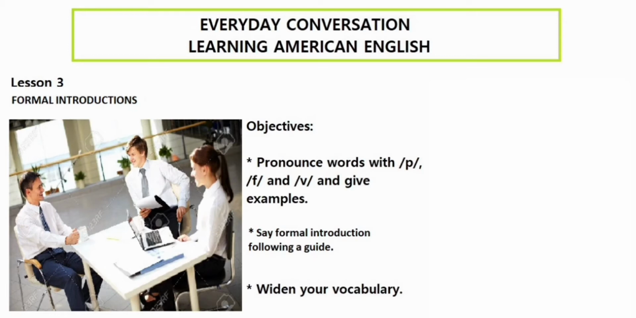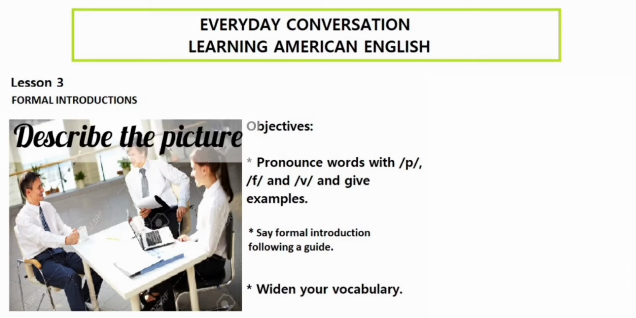Everyday conversation. Learning American English. Lesson 3 Formal Introduction. Let me read the objectives of this lesson. Pronounce words with P, F, and V, and give examples. Say formal introduction following a guide. Widen your vocabulary. For our first activity, please describe the picture.